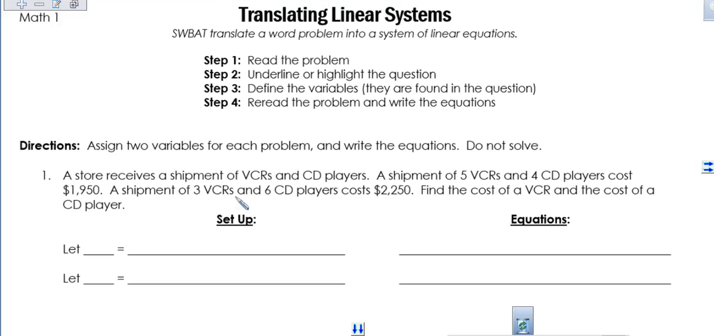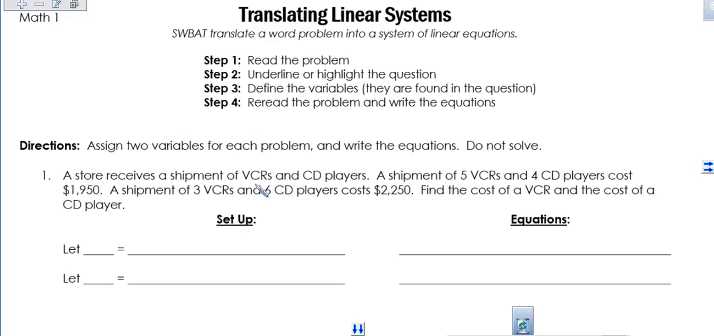We're going to know that we're going to do a systems of equations word problem because it's going to talk about two different things in two different ways. Okay, so let's read this first question. A store receives a shipment of VCRs and CD players. A shipment of 5 VCRs and 4 CD players costs $1,950. A shipment of 3 VCRs and 6 CD players costs $2,250. Find the cost of a VCR and the cost of a CD player.